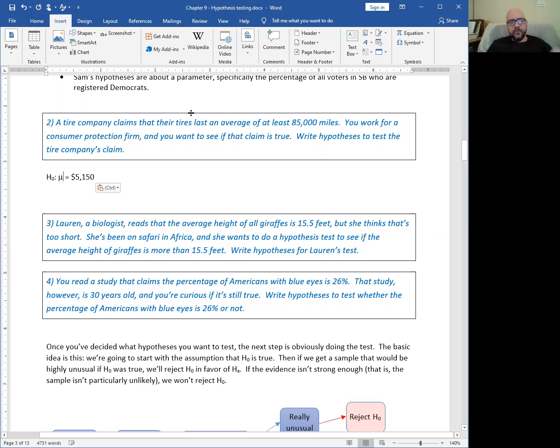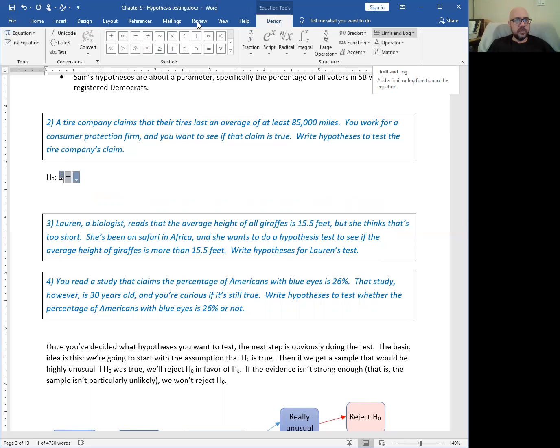So, mu. The first thing I want to notice is that this is going to be a question about mu, right? It's quantitative data, right? The number of miles their tires last. So this mu represents the average number of miles that their tires last. And they're saying that they last an average of at least 85,000, so that much or more.